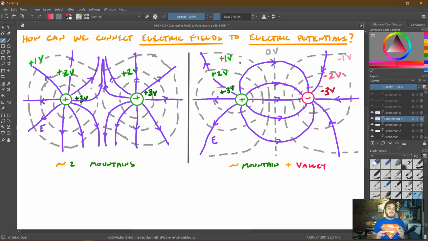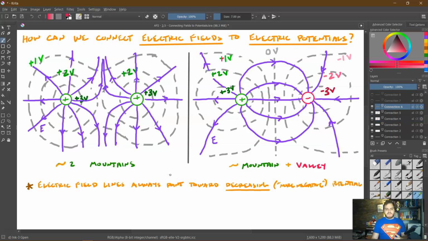So this matches up. And let's start talking about a few trends that we notice that help us draw these lines in relation to each other fairly quickly. Well, first off, electric field lines always point toward decreasing potential. And by decreasing, we mean more negative. So if it's around a positive charge, it's going to move away. It's going to go from high positive to lower positive and eventually to negative. And if it's negative, it's going to go to more and more negative, which makes sense because positive charges are repelled from positive and attracted to negative.